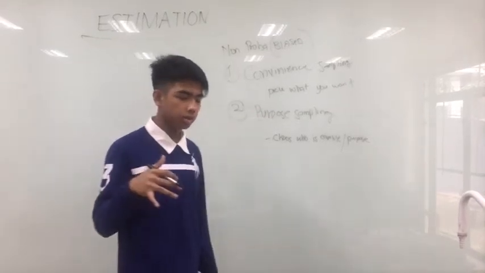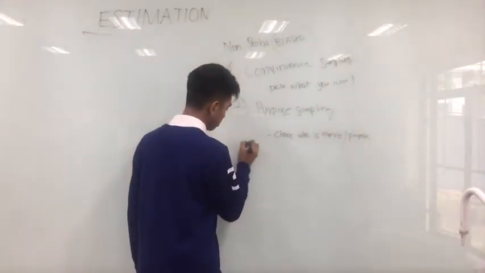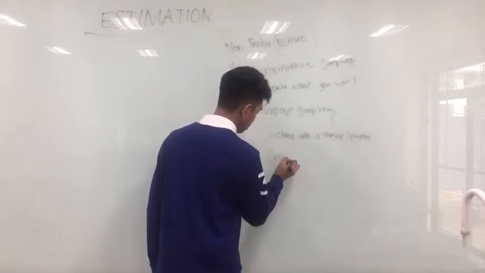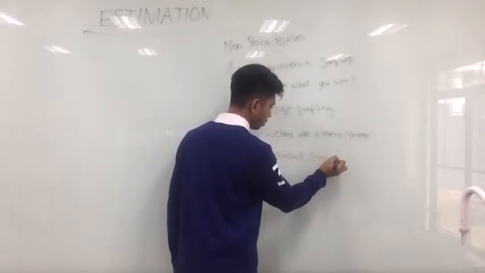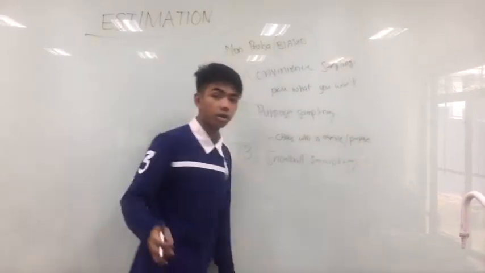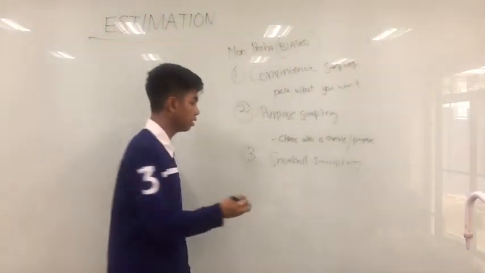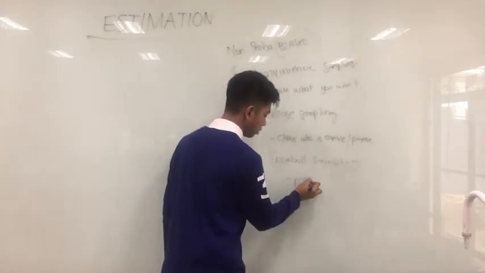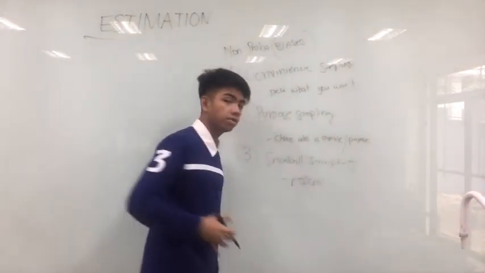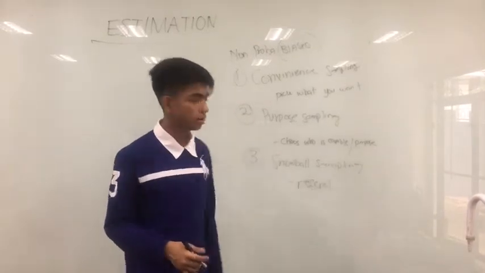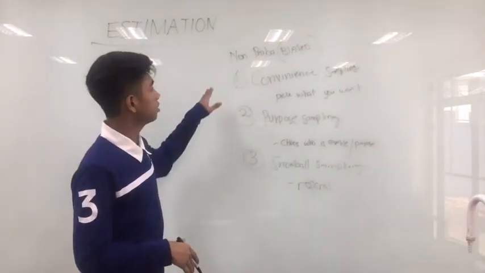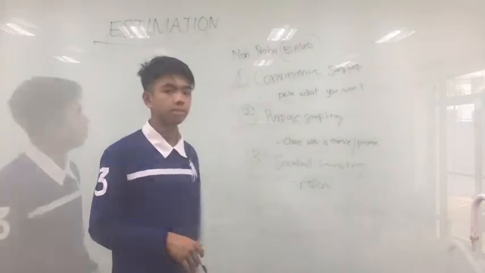Third is snowball sampling, or referring, or referral. I will give you this, then you will give this to him, and he will give it to the other person. So those are the non-probability or the biased sampling.